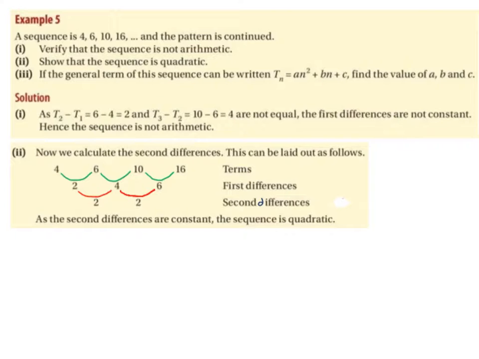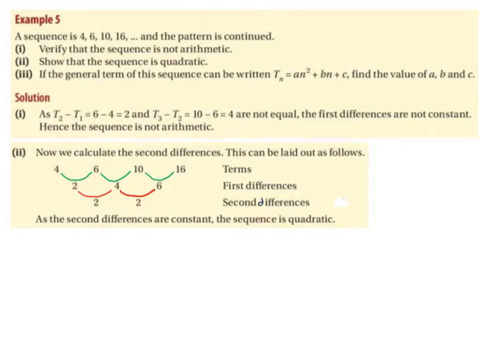Part 2, show the sequence is quadratic. What we need to do is find the first difference and then the second difference. Our sequence is 4, 6, 10 and 16. To get from 4 to 6 we're adding 2. To get from 6 to 10 we're adding 4. To get from 10 to 16 we're adding 6. 2, 4 and 6 are known as the first differences.